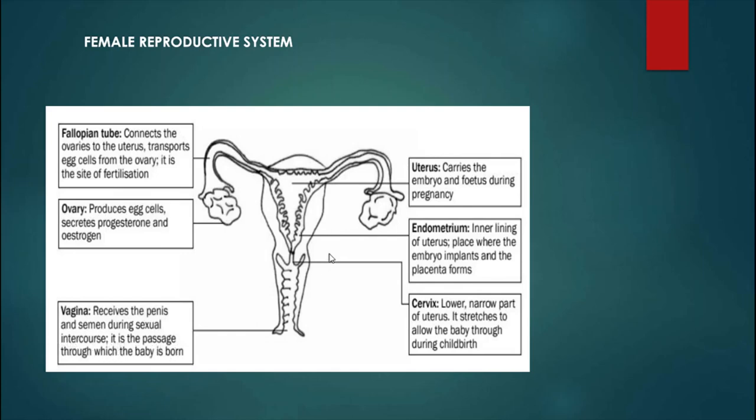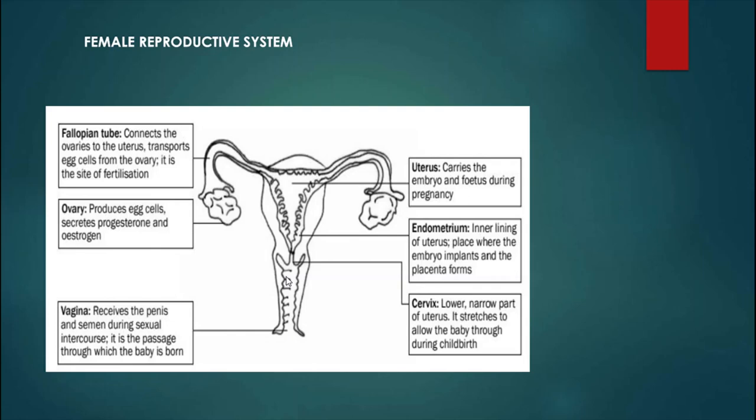The uterus carries the embryo and the fetus during pregnancy. The endometrium is the inner lining of the uterus, the place where the embryo implants and the placenta forms. Now let's look at the cervix, the lower narrow part of the uterus. It stretches to allow the baby through during childbirth.